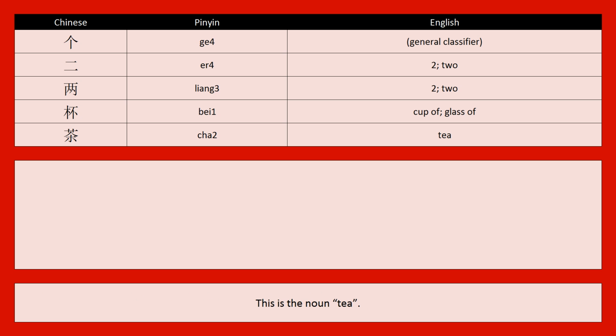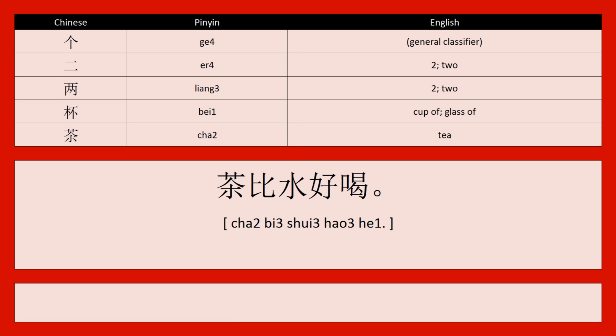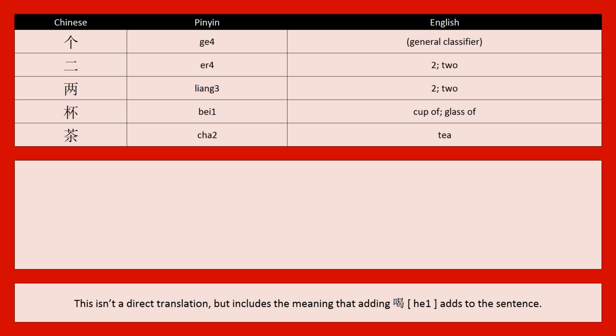Finally, we have 茶. This is the noun tea. The pinyin is CHA and it's the second tone. Our seventh translation. 茶比水好喝。 Tea tastes better than water. This isn't a direct translation, but includes a meaning that adding 喝 adds to a sentence. Without 喝, the sentence would mean tea is better than water.